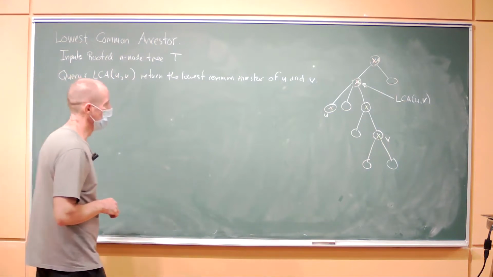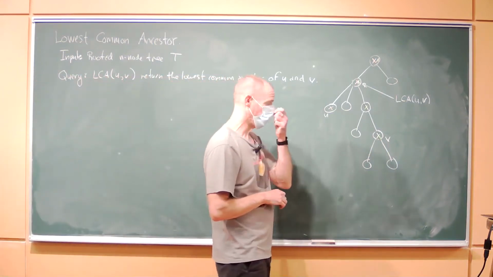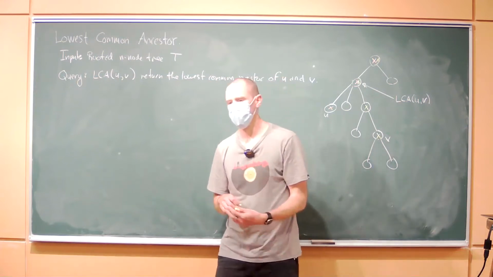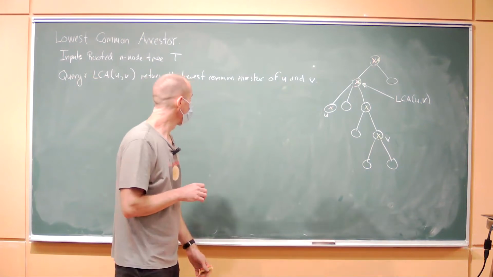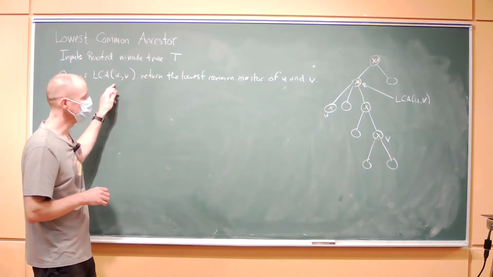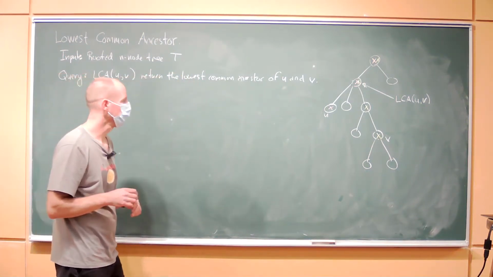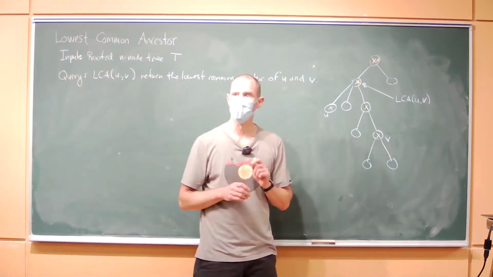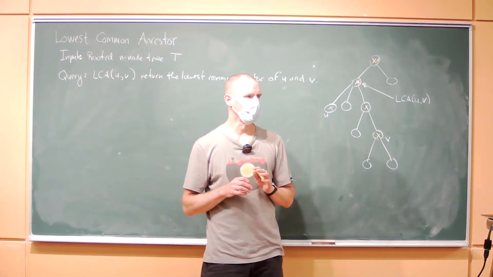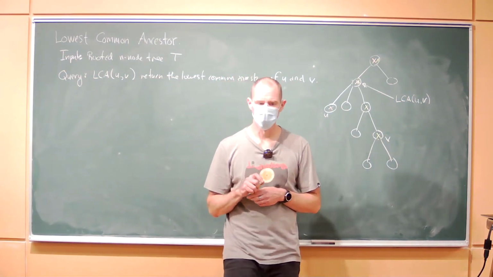So it's a static problem. The tree doesn't change, at least for what we're going to consider today. You're just given the tree once and for all, it's fixed, but you want to pre-process it so that you can answer these queries for any two nodes in the tree. Is that clear what we want to do here? Okay.